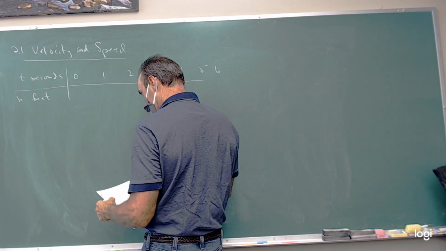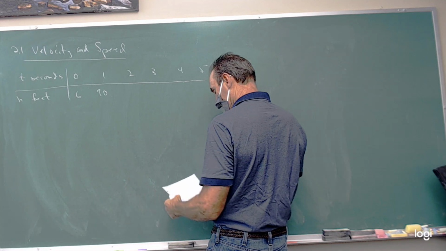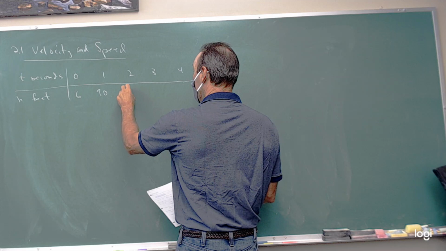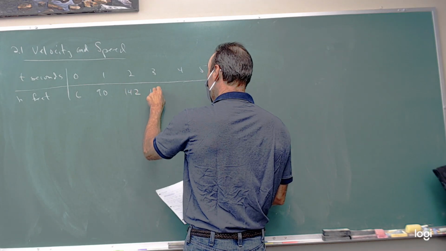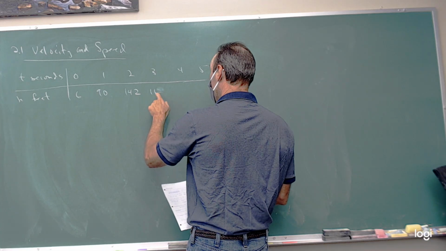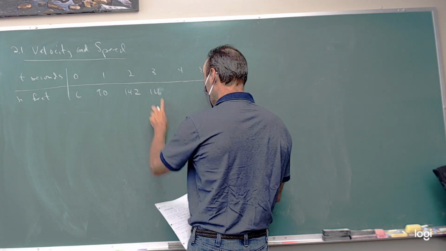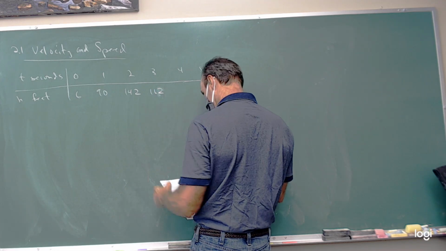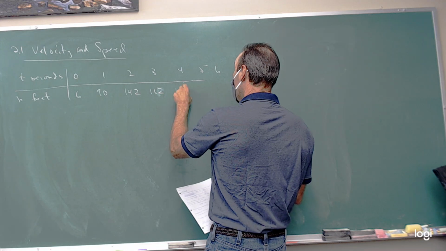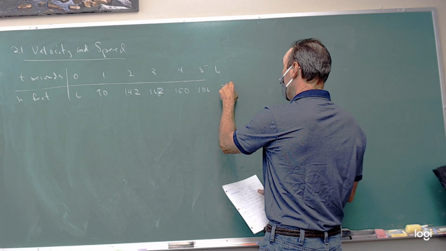Now we're going to have 6, 90, 142, I believe, and 162, or 166 rather, I think. If I could read my own writing, this would be better. Now I'll go with 162, sorry. 150, 106, and then all the way down to 30.